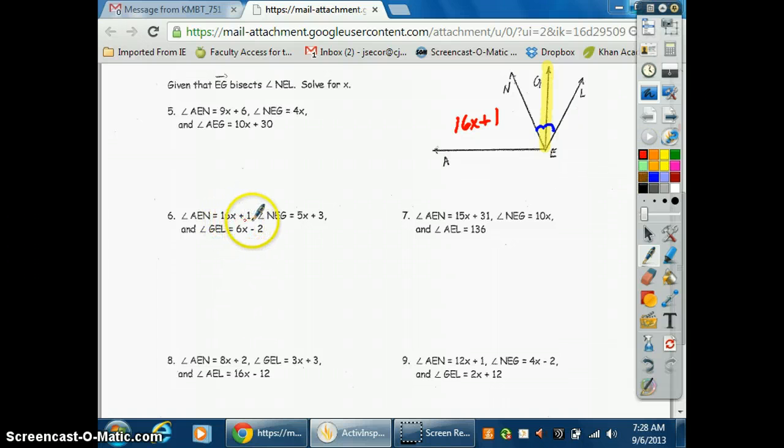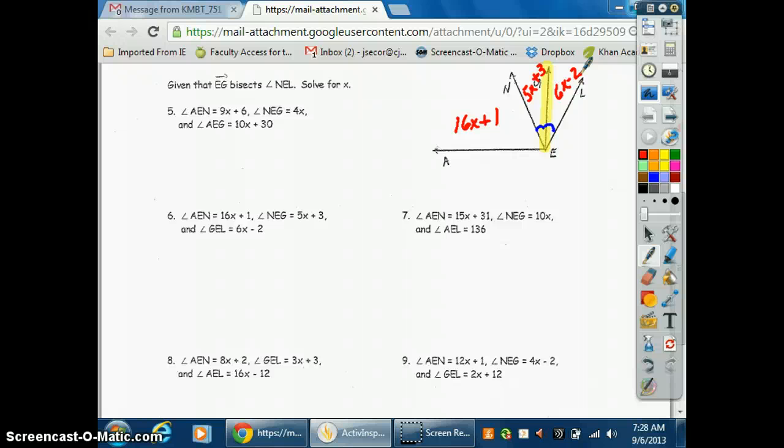AEN is 16x plus 1, NEG is 5x plus 3, so this is 5x plus 3, and GEL, this angle here, is 6x minus 2. We're to solve for x.